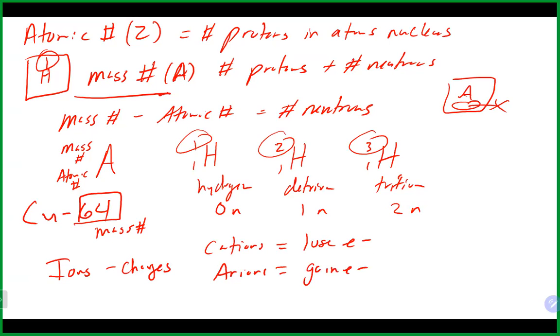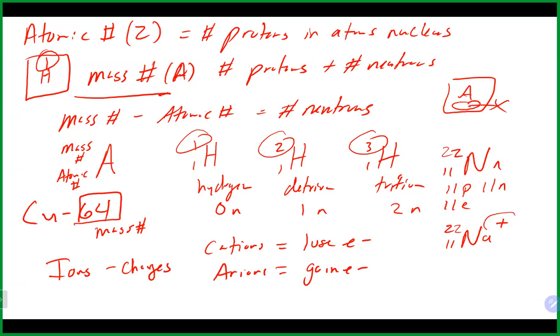So if you do have something with a charge, for example, like sodium-22 with a +1 charge versus say sodium-22 with no charge, this sodium with no charge would have 11 protons. 22 minus 11 would be 11 neutrons. And in this case, it would also have 11 electrons. 11 positive, 11 negative give us 0 charge.